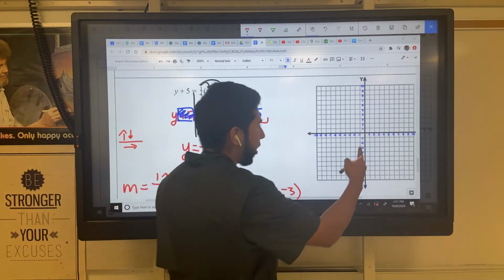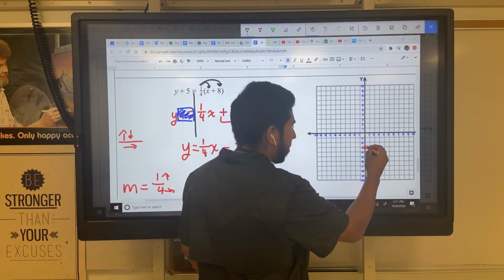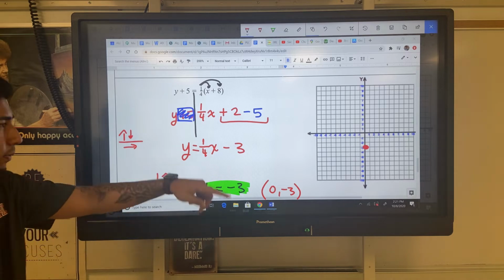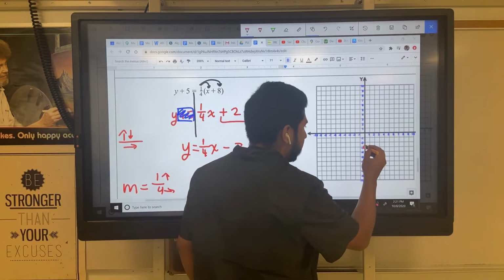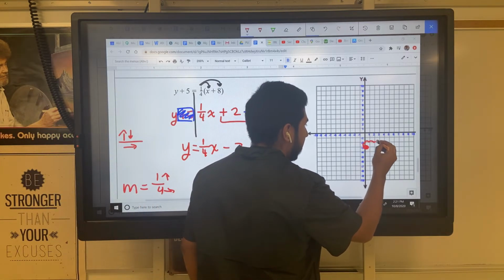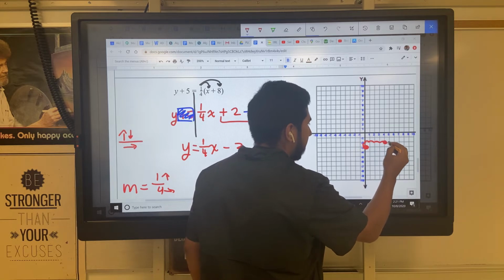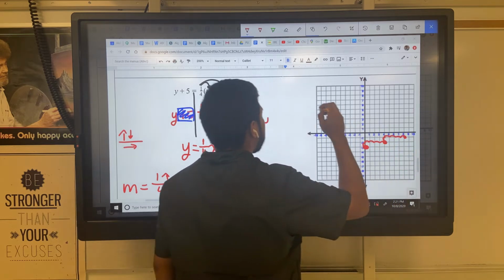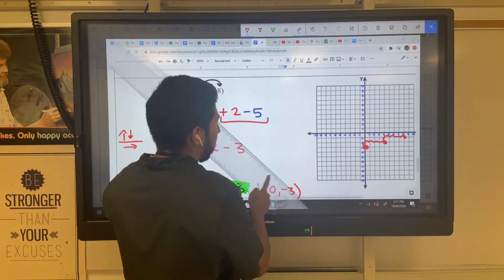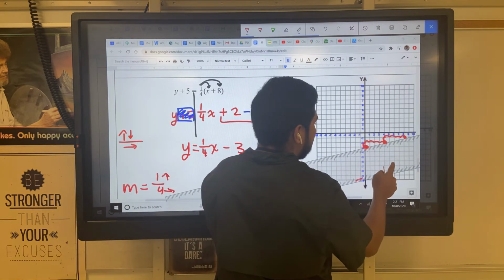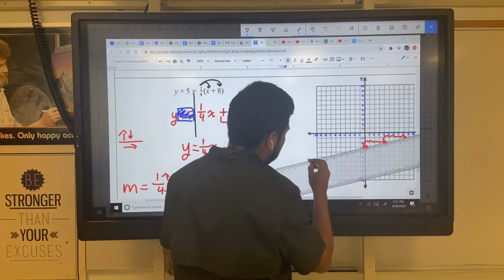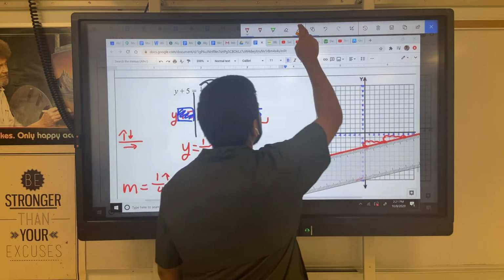Plot that -3. Boom. Going up 1, 4 to the right. Up 1, 4 to the right. Up 1, 4 to the right. I think that's all that fits. Take out your ruler. Draw your beautiful line.